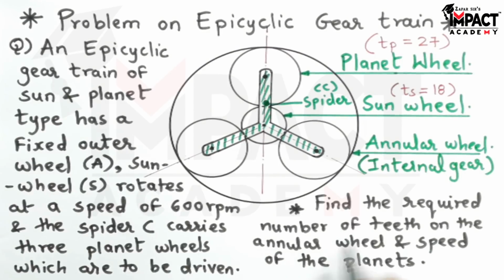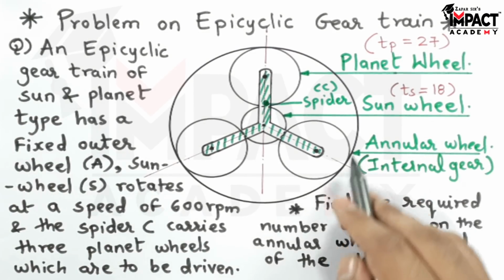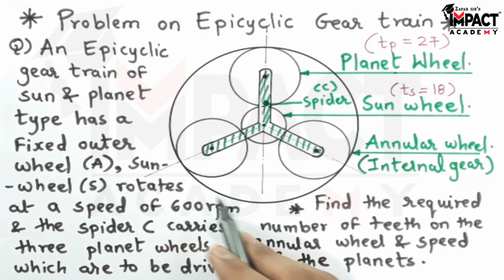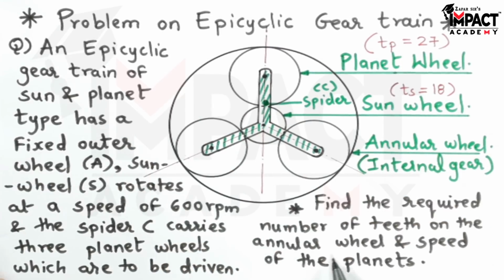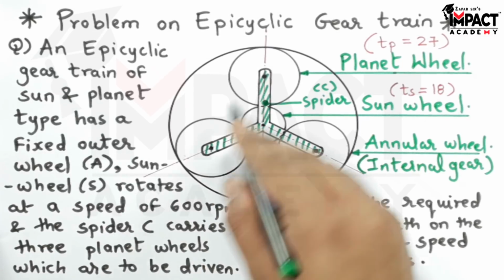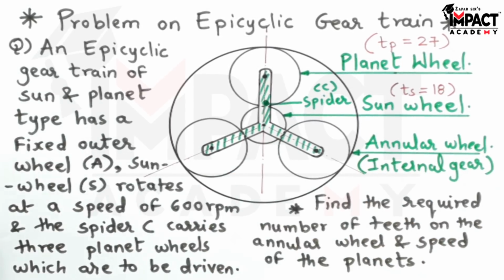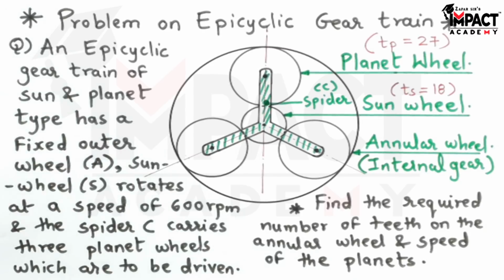We have to find the required number of teeth on the annular wheel, that is how many teeth are there on this outer gear or the internal gear, we can say. Next, at the same time we have to find out how much is the speed of these planet gears. So when we have understood the question, let us get started with the solution part.